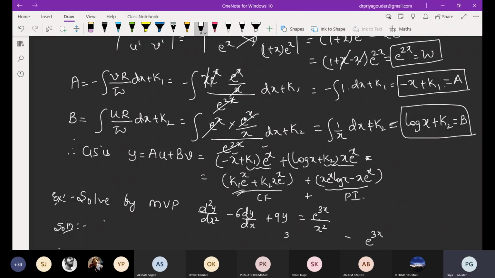Okay, let us take the next one. Write down d square y by dx square minus 6 dy by dx plus 9y equal to e raised to 3x divided by x square.